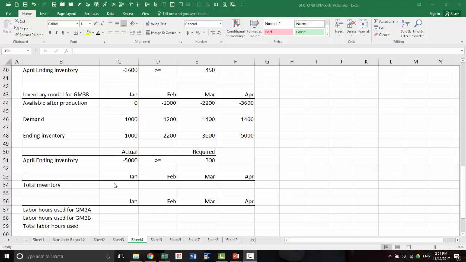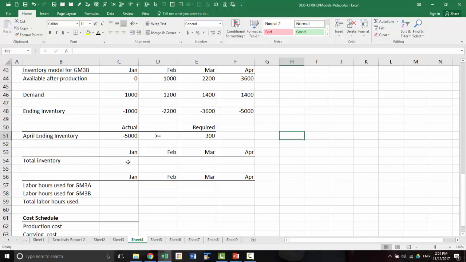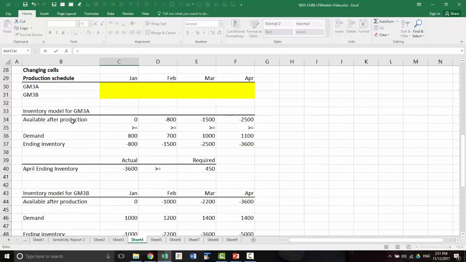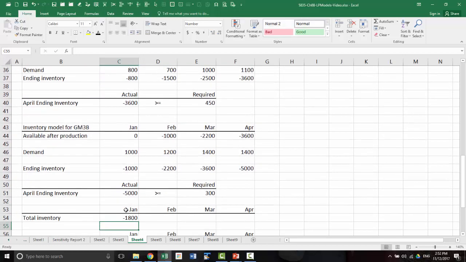Next, we need to set up total inventory, and that's because we have a requirement that the warehouse capacity of 3300. We cannot have more ending inventory than that, and that is for both the motors put together. So we have to find the total ending inventory for the first motor GM3A plus the ending inventory for GM3B, and that has to stay within the 3300 for each of the 4 months.